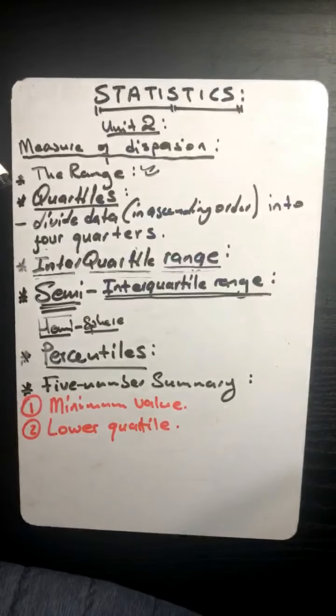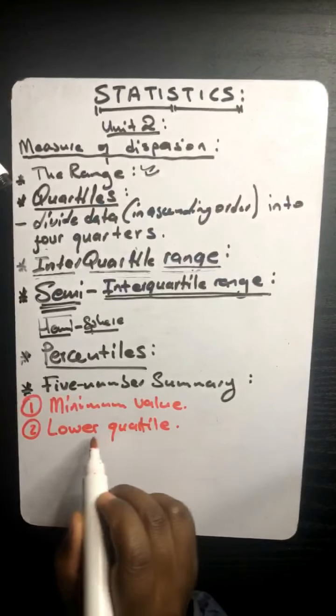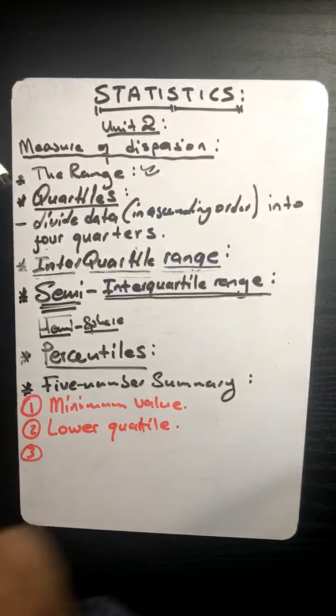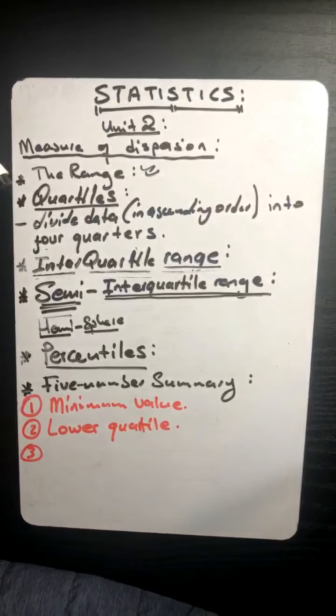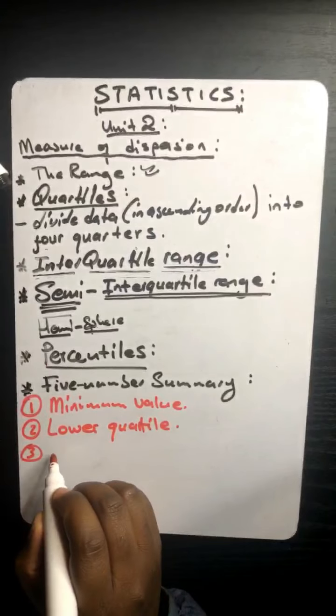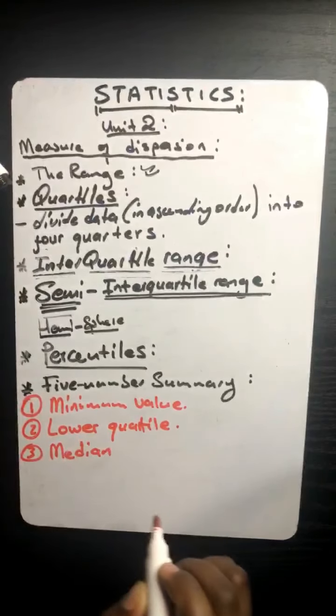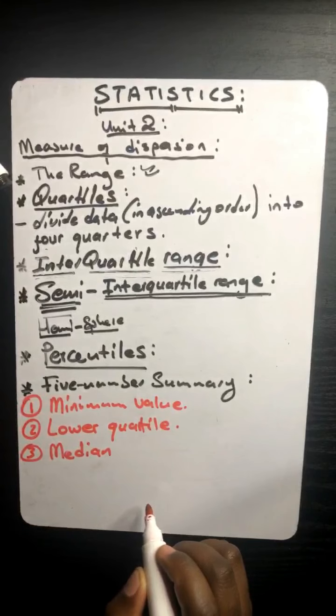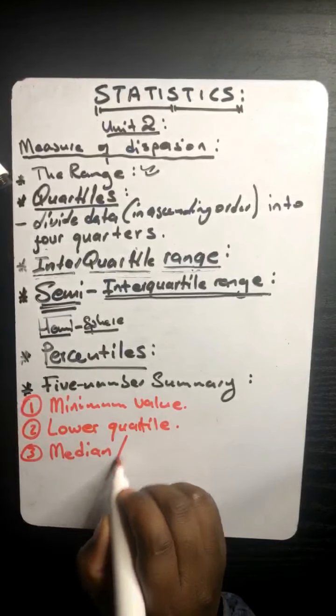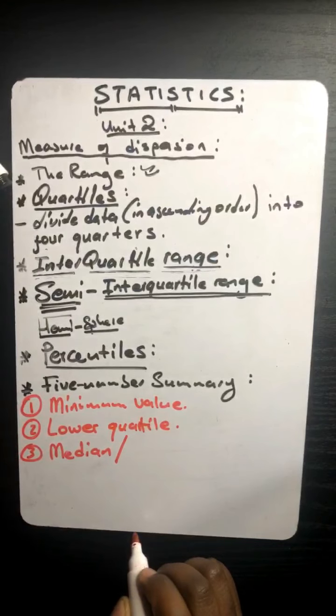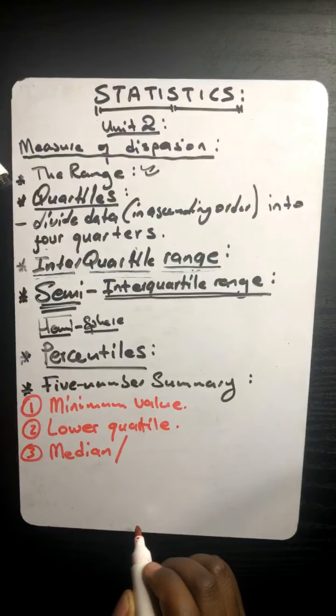Good people, number 2 being the lower quartile. I hope you guys do remember what a lower quartile is. Number 3, as the median. Number 3 as the median, or what else can we call it? The middle quartile.